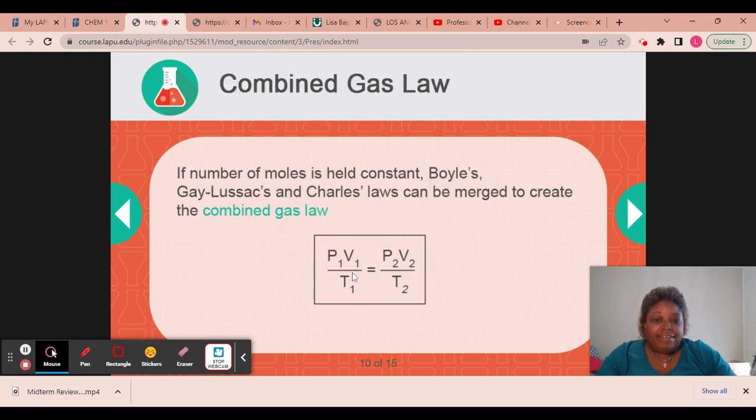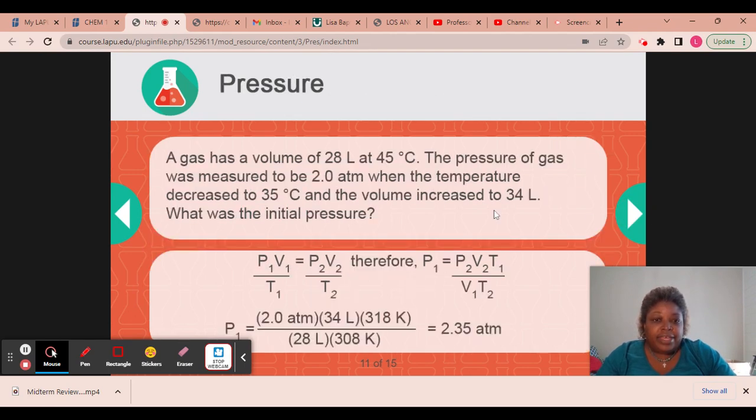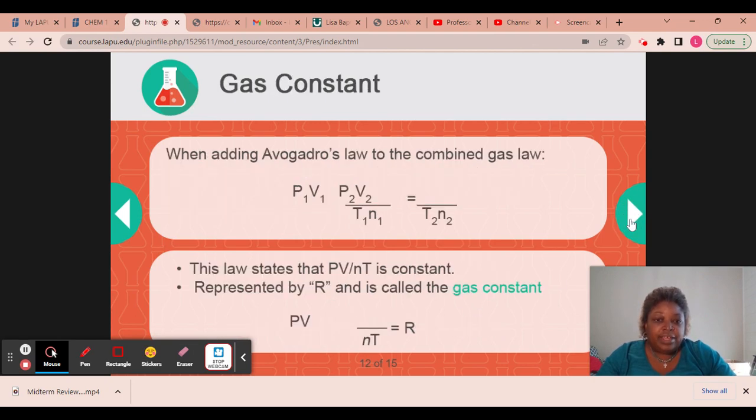Okay. And then we have the combined gas law. We have P1 V1 over T1 is equal to P2 V2 over T2. The temperatures must be in Kelvin, and as far as the pressures and the volumes, the units must match in order for the units to cancel out. And so, if you look at this example, you see how the volumes are both in liters. The temperatures you're going to change to Kelvin, and your pressure is in atmospheres. So your final pressure would be in atmospheres. Okay, so you do want those units to cancel out.